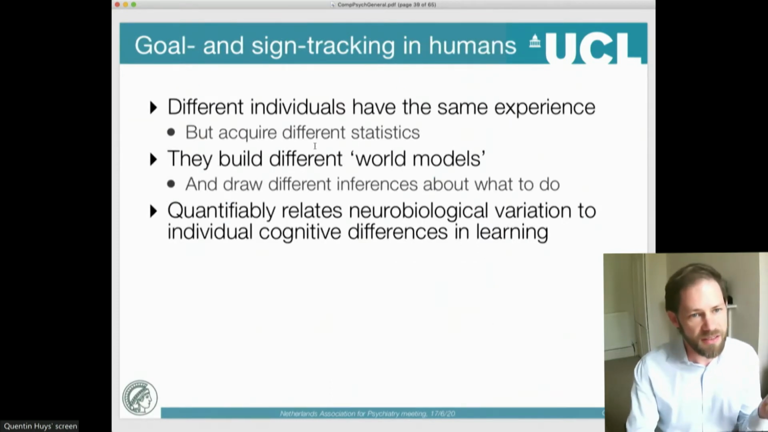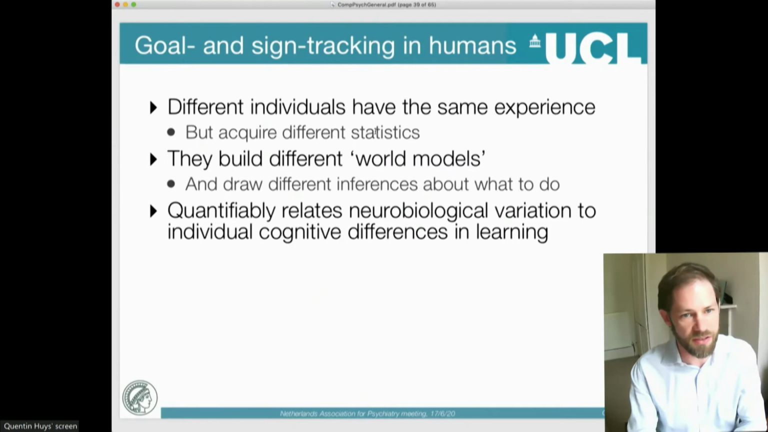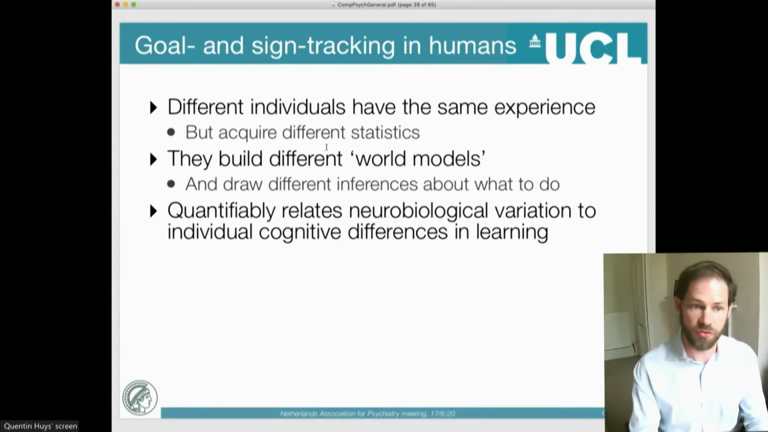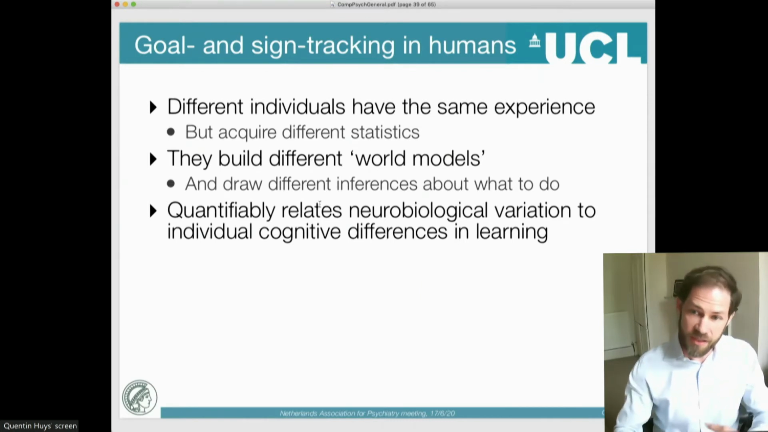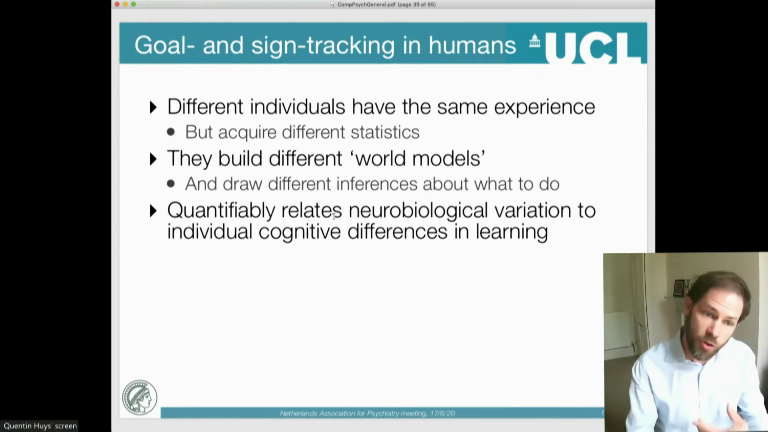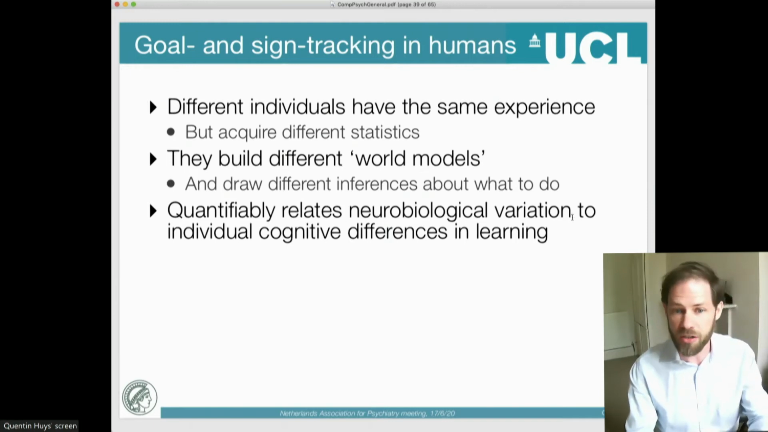So that means that different individuals have the same experience, but acquire different statistics of the world. They build different world models and draw different inferences about what they do. So that means that computational models allow us to quantifiably relate how neurobiological variation relates to individual differences in cognition and learning.